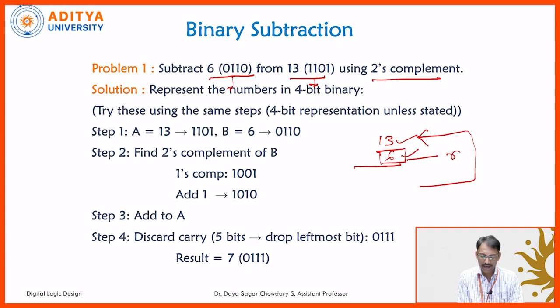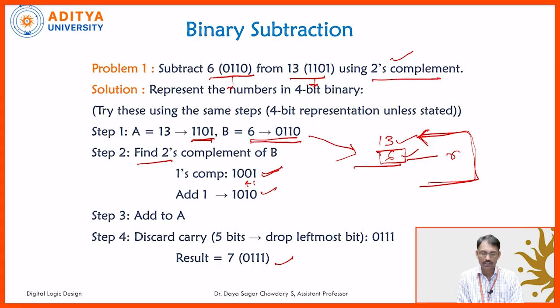Because the question already gives 2's complement, we have to calculate the 2's complement of 6. The 1's complement of 6 is 1001, and if we add 1, we get the 2's complement, which is 1010. The 1010 is directly added to the binary 1101, which gives the final result. Here 6, represented in binary as 0110, is subtracted from 1101. So we calculate the 2's complement of 6 and simply add the result to 13. So this is the final calculation.